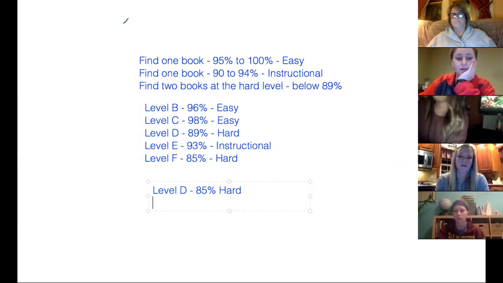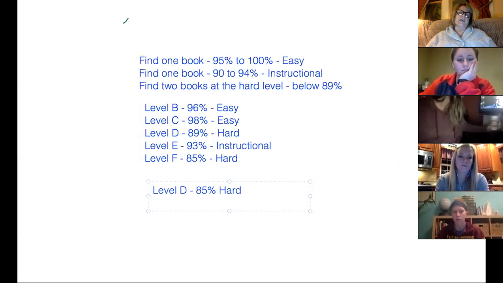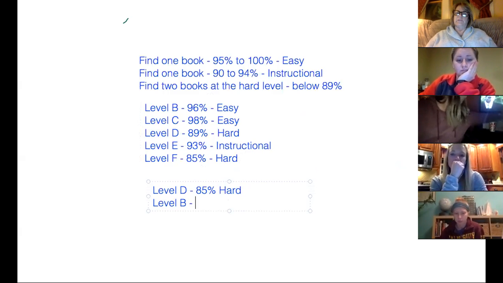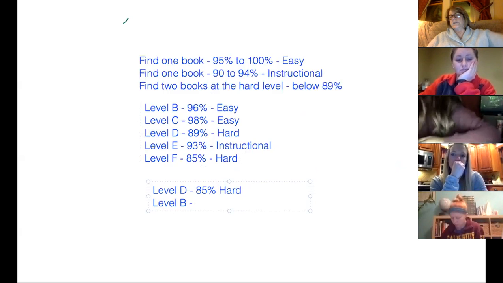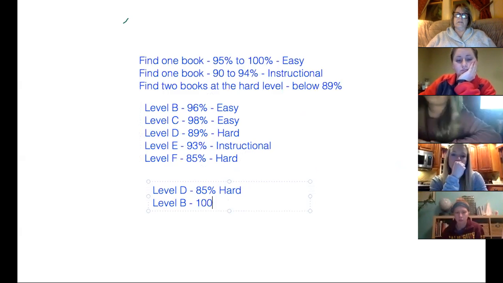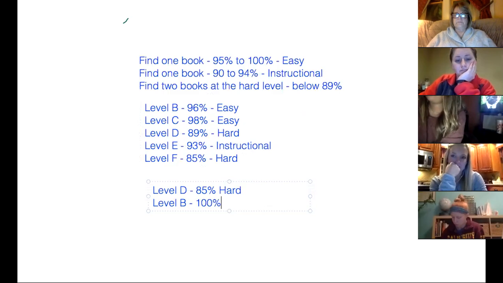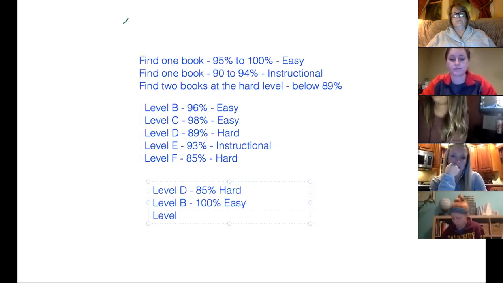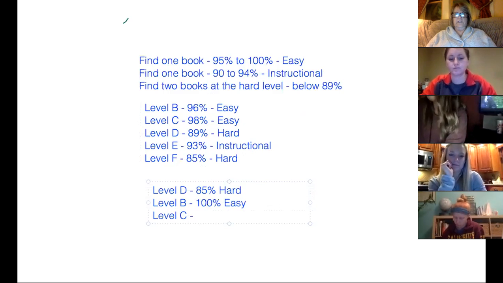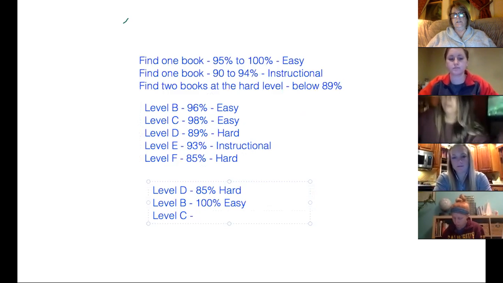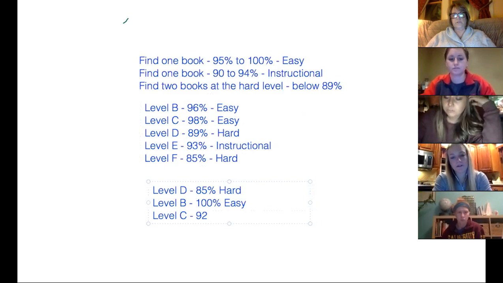Yeah. I would go to a level B. You would do a B? I would probably do a C, but a B is okay, because what Mandy's thinking is she's got to have an easy level. So let's say Mandy's right and she gets 100%, which is easy. Now we're going to do what, Paige? Level C. Yes. Let's hope you get between 90 and 94%, 92%.